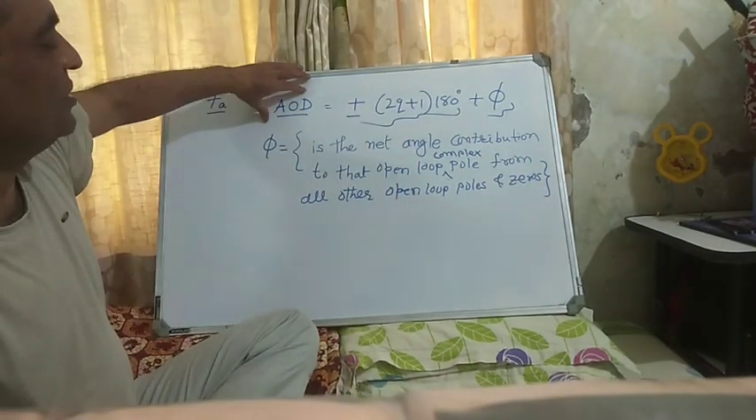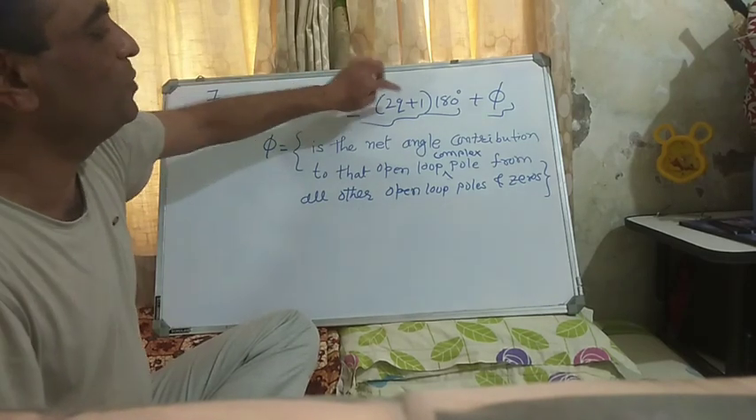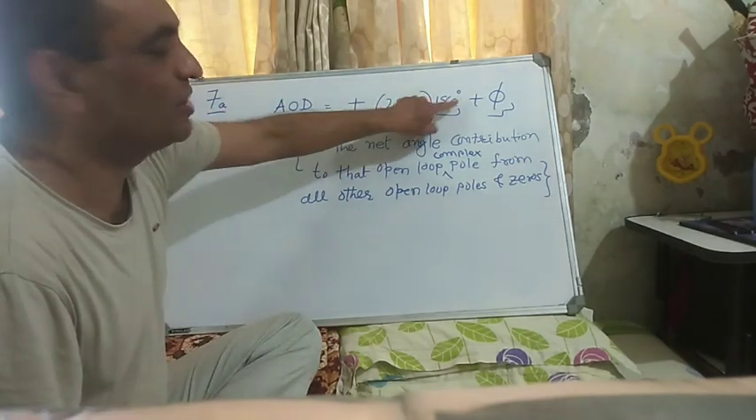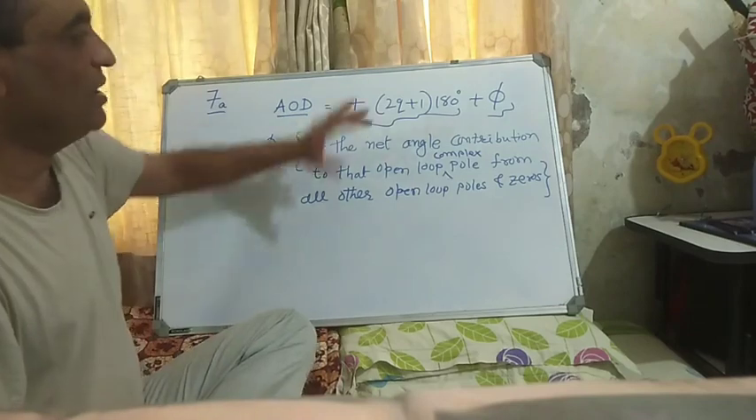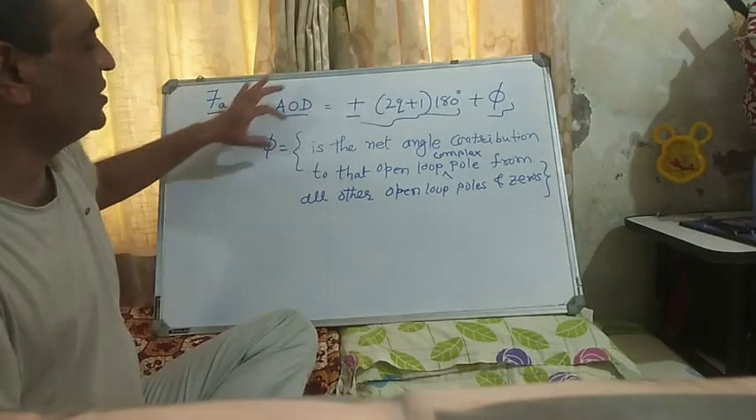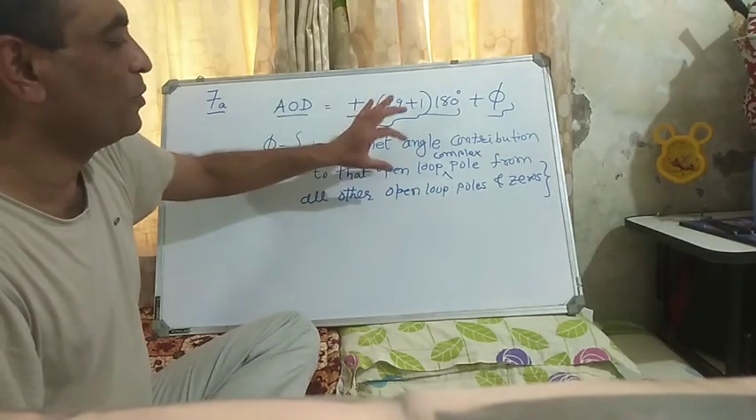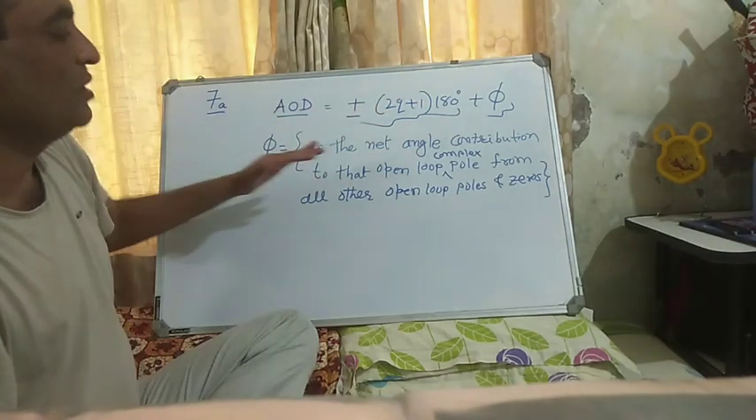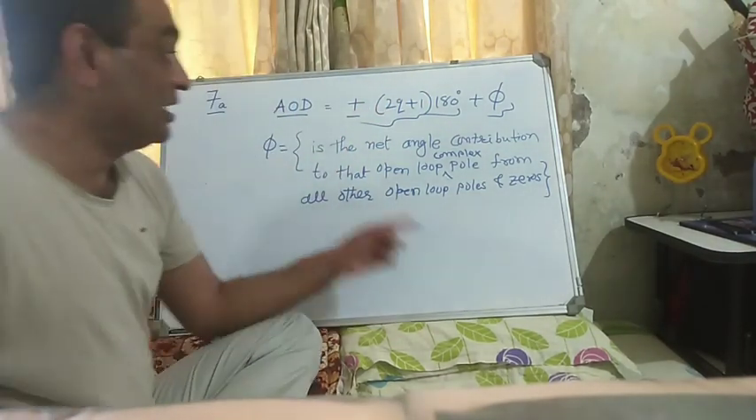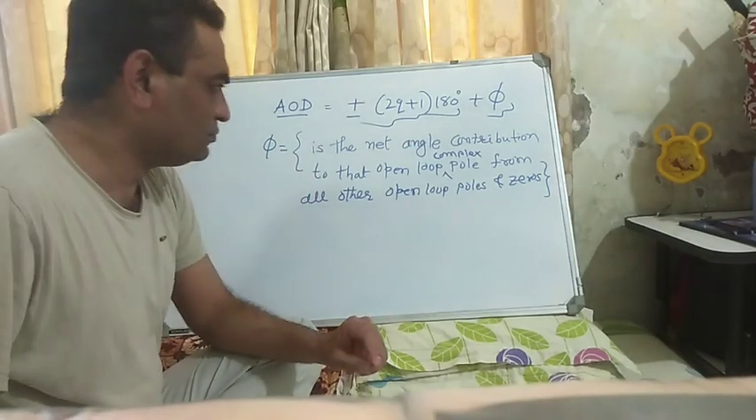So angle of departure is given by plus minus (2q plus 1) into 180 plus phi. And phi you need to calculate. How can you calculate phi? Phi is the net angle contribution to that open loop complex pole from all other open loop poles and zeros. Let us understand this phi.